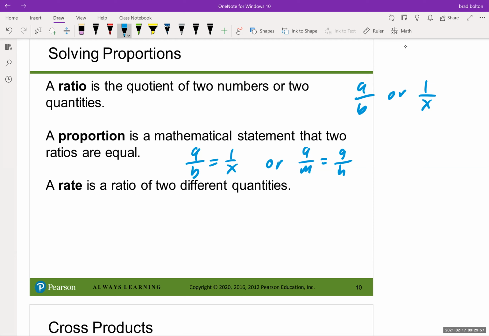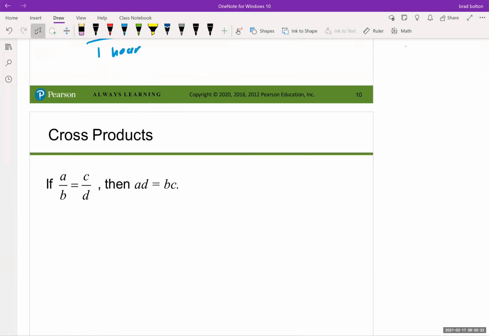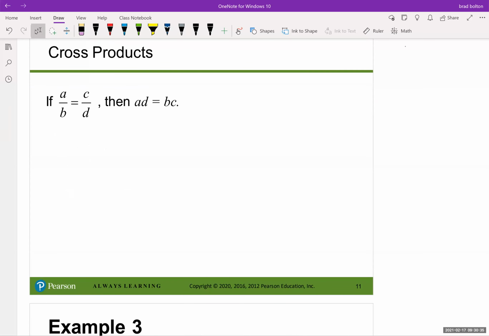A rate is a ratio of two different quantities, okay? When you're talking about ratios in general, you're talking about things that are the same type of thing. But when you go to a rate, you could say, I'm going 7 miles per 1 hour, right? So we're dealing with two types of things. We're dealing with miles and hours, distance and time. That's just a little distinction that they want to make for that particular situation, okay?